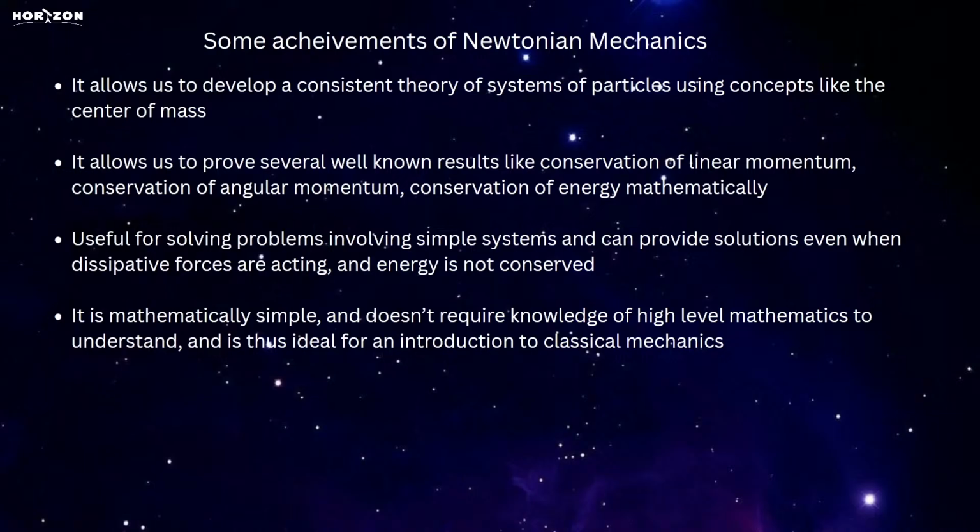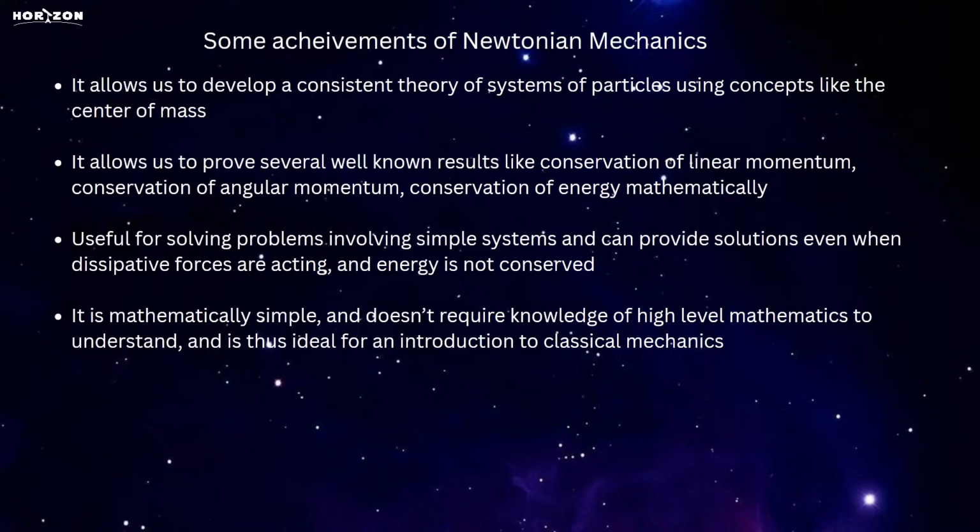The same goes for conservation of angular momentum. If net external torque equals 0, angular momentum is conserved. We can see it with the torque equation. Like that, Newtonian mechanics provides us with ways to prove these well-known results. Then Newtonian mechanics is useful for solving problems involving simple systems and can provide solutions even when dissipative forces are acting. For example, if I know the nature of a dissipative force, like friction, we know how it works.